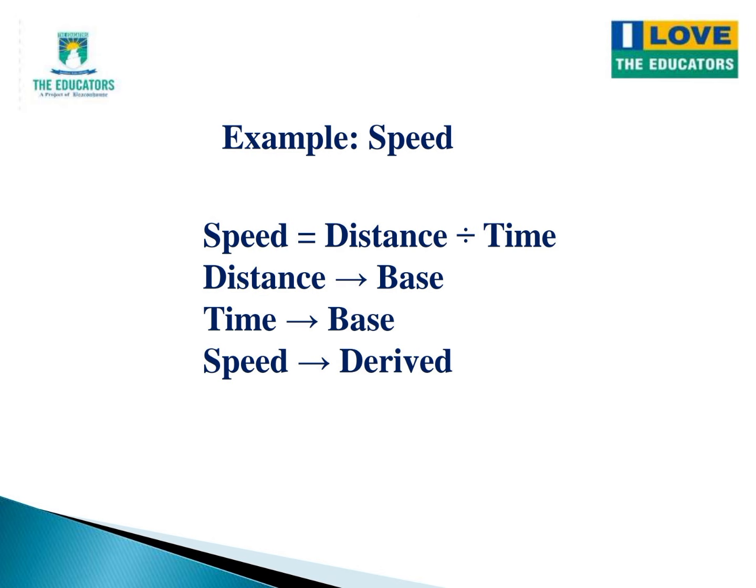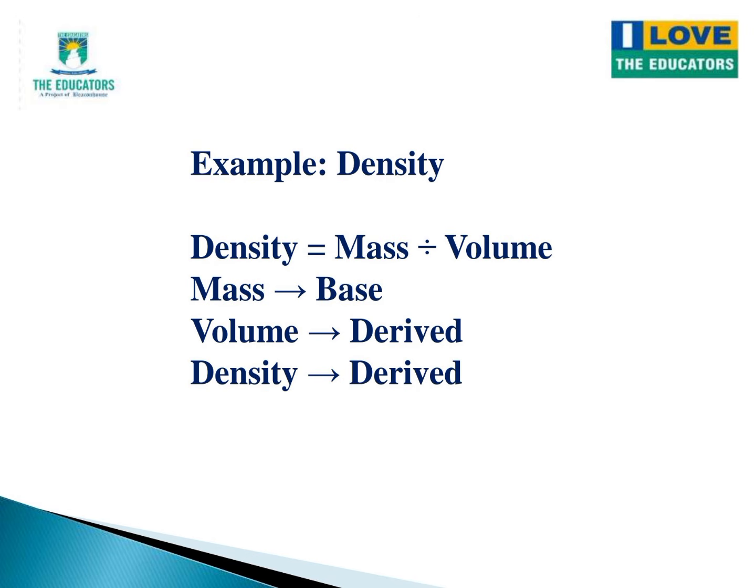Look at these examples. Speed is distance divided by time. Since distance and time are base quantities, speed becomes a derived quantity. Density, density is mass divided by volume. Here mass is base but volume comes from length. So overall density is a derived quantity.